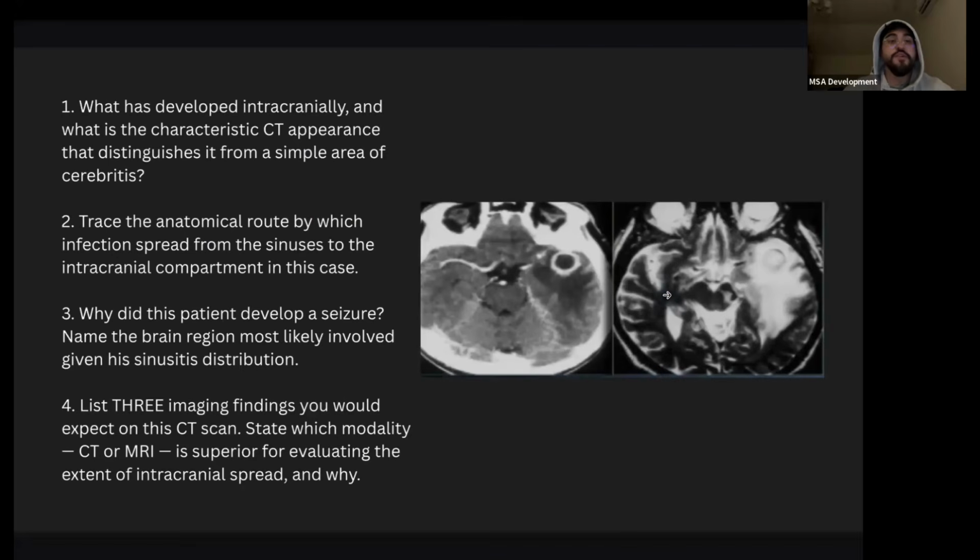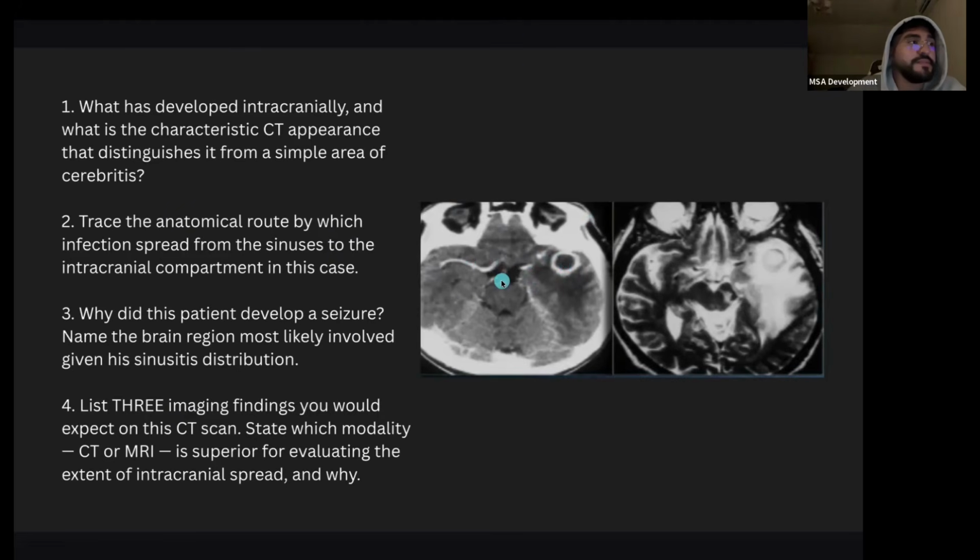So the first question is, what has developed intracranially and what is the characteristic CT appearance that distinguishes it from a simple area of cerebritis? So I want you to look carefully and think. Now, this is a brain abscess, okay? And why do I say it's a brain abscess and not just cerebritis? Because there's a ring enhancing lesion, all right, with a well-defined hypodense center.